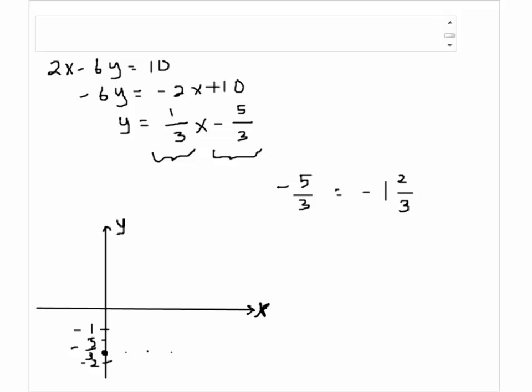And up by 1. And you connect the dots, and here we have the graph of the line.